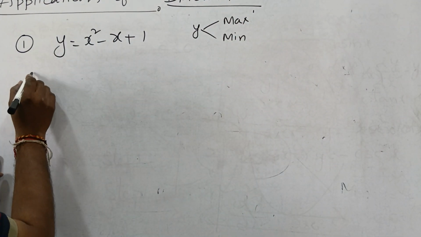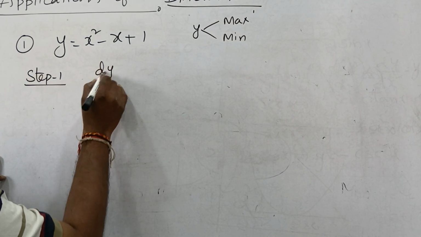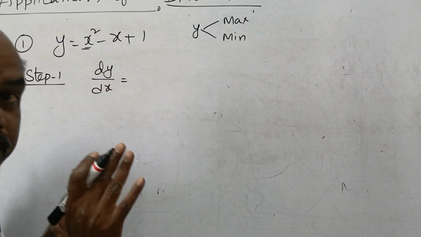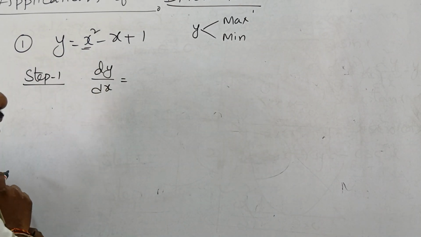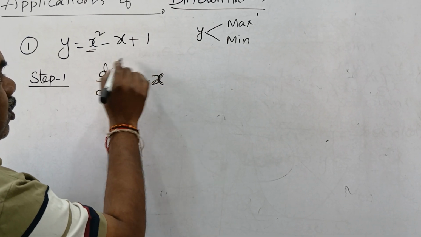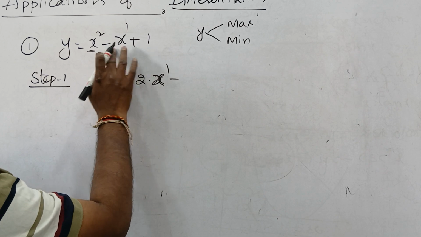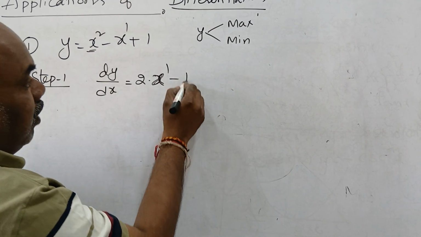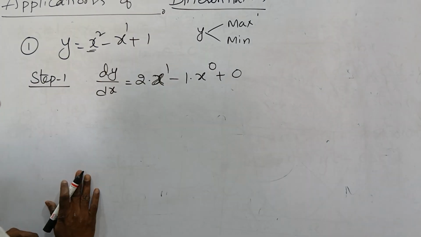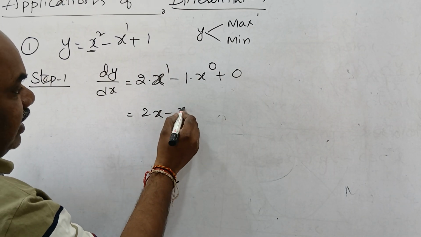First step 1, what should we do? Step 1, first to find the differentiation. Find dy by dx. Dy by dx is equal, this is in the form of x power n beta. What is differentiation of x power n? N into x power n minus 1. 2 into x power 2 minus 1, 1 minus, this is x power 1. Again it is in the form of x power n. 1 into x power 1 minus 1, 0, constant differentiation 0. 2 into x power 1 is 2x, minus 1.